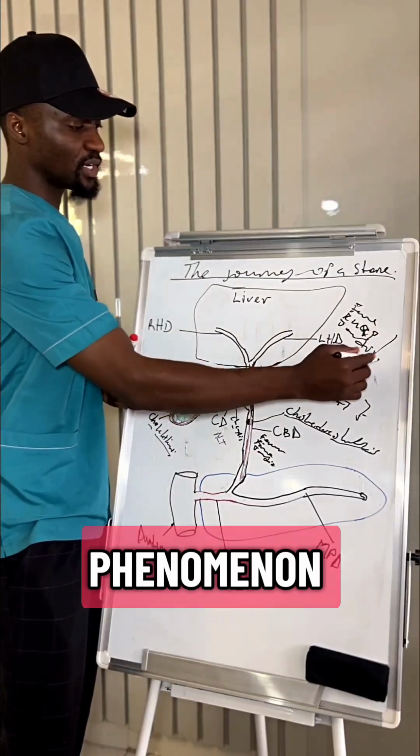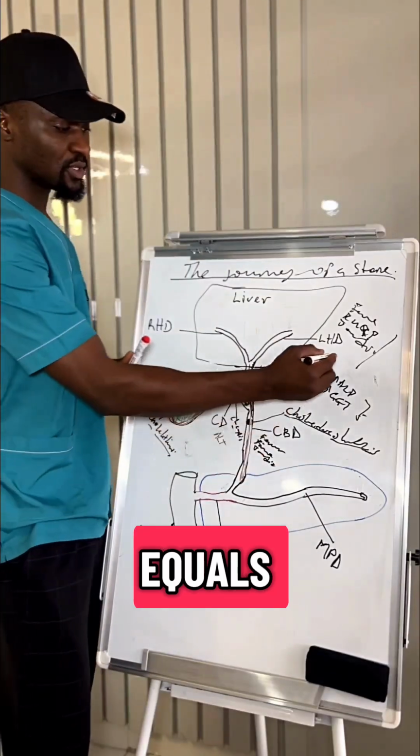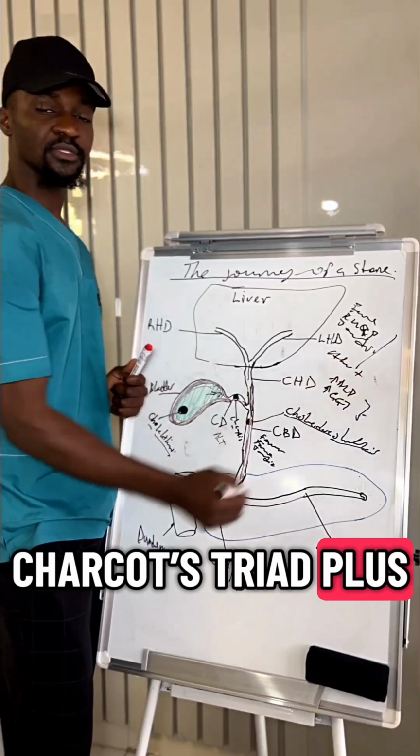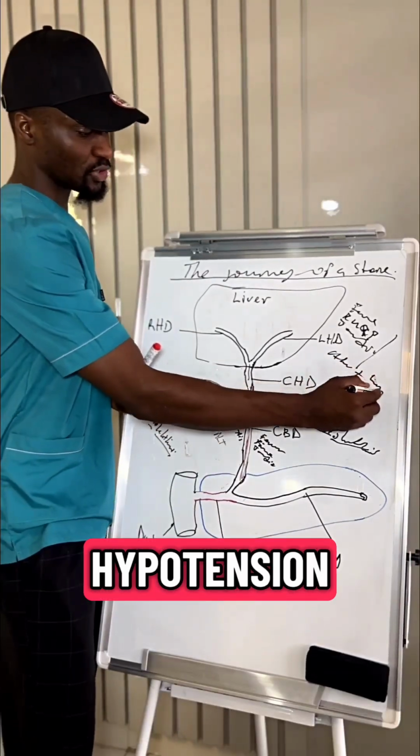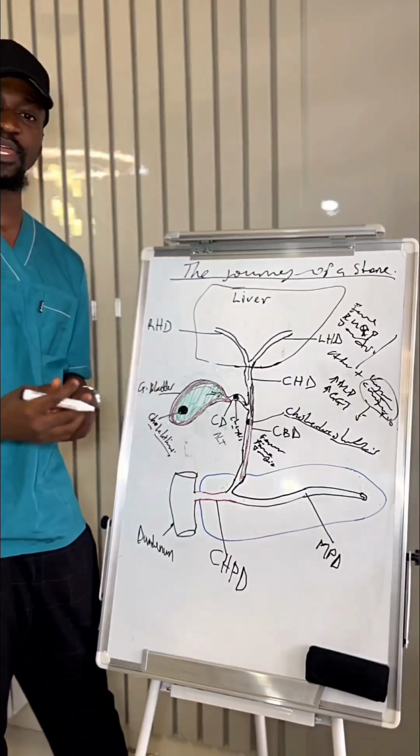Now, the second phenomenon is called what? The Reynolds pentad. What is Reynolds pentad? Reynolds pentad equals Charcot's triad plus hypotension and what? Confusion. So as a bonus, there's what they call biliary dyskinesia.